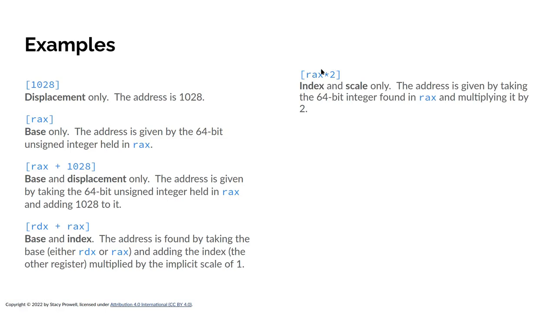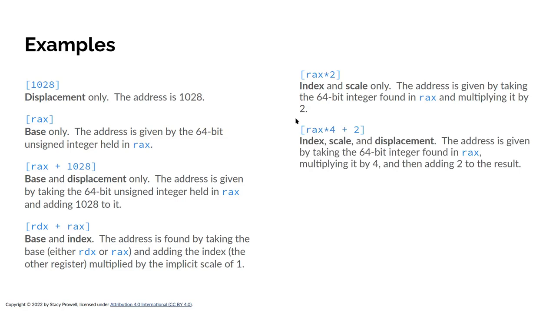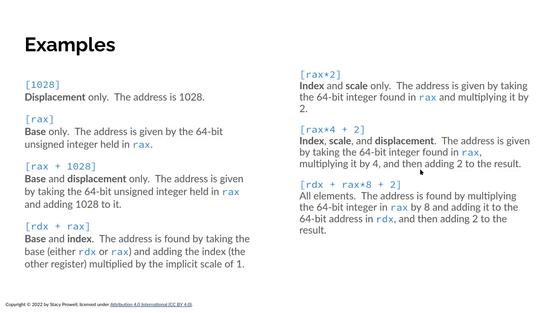Scale and index. Take what's in RAX, multiply it by 2. That's your address. Multiply it by 4 and add 2. That's your address. And then all the pieces, here's the base, here's your index, here's your scale factor, there are quad words, and then we add two to get to the third byte of the RX quad word in the array pointed to by RDX. Oh, sorry, I didn't say ninth, I should say the RX quad word in the array pointed to by RDX. All right.